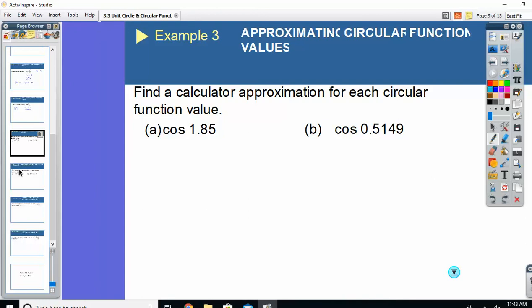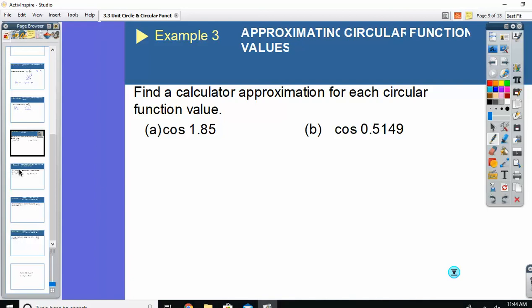I just want to practice the calculator problem. So if I want to find the calculator approximation for each of these, if I said cosine of 1.85, that is not one that we just know. So we would have to use our calculator. What should you do first when you turn on your calculator? Check your mode. Is 1.85 degrees or radians? Radians. Just because it doesn't have a pi doesn't mean it's degrees. If it doesn't have a degree symbol, you are in radians.